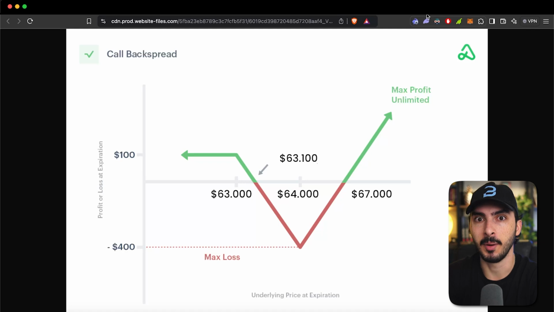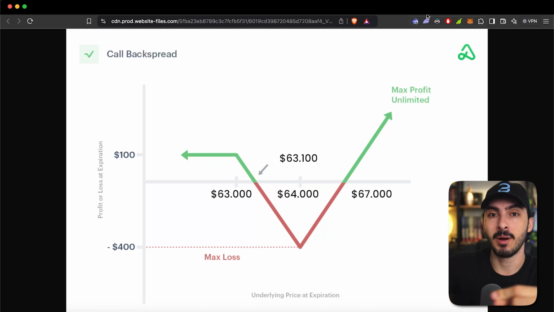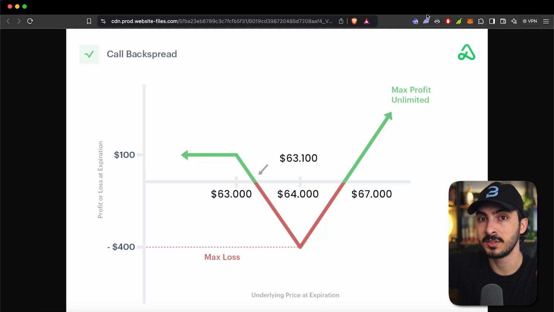And if it goes up, you're going to be profitable as much as Bitcoin rallies. So if Bitcoin rallies to 70,000, you're going to be profitable. If it rallies to 75,000, you're going to be way more profitable. If it goes to $80,000, guess what? Way, way, way more profitable, because you have maximum profit, which is unlimited. This is the P&L of how this option looks. So this is the payoff of what you could expect at the end, at expiration of the strategy.